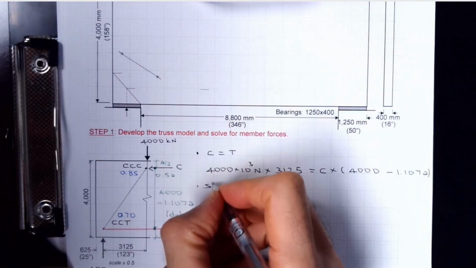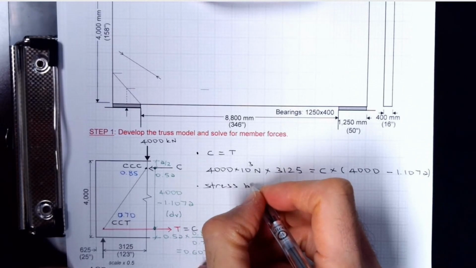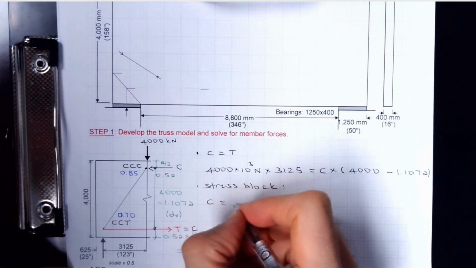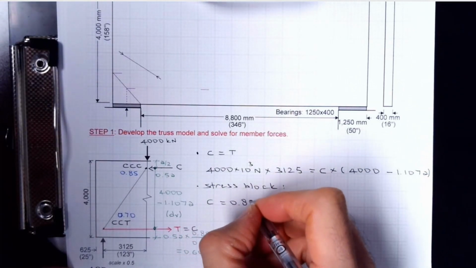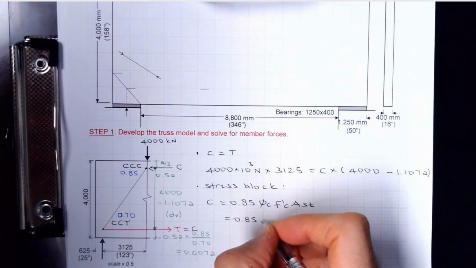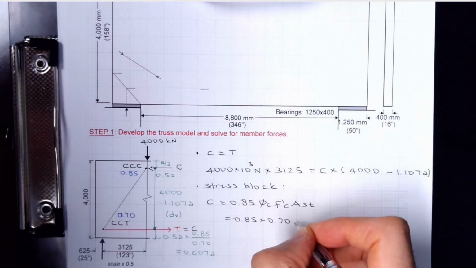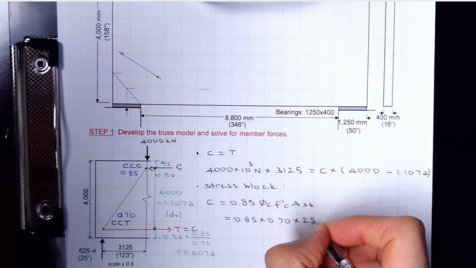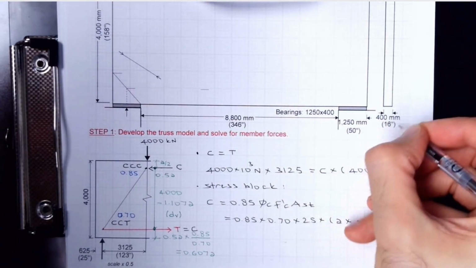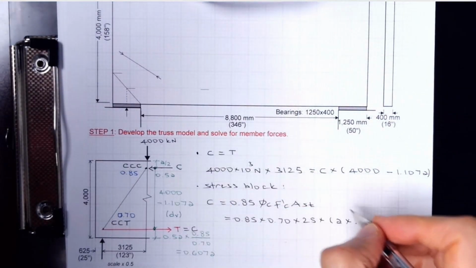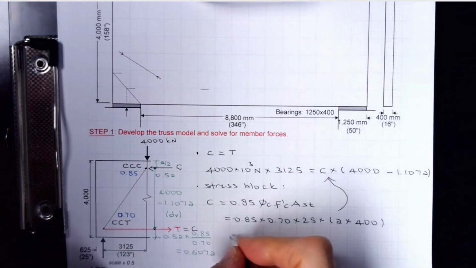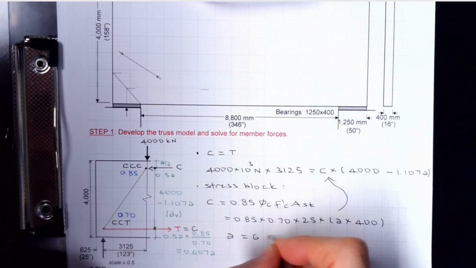You can use stress blocks. Stress blocks have nothing to do with the strut and tie method, but I'm just using whatever I know to get this started. I don't want to make a random assumption. Any calculation is better than no calculation, so we'll use 0.85 times 0.70. This is just a rectangular stress block approach from reinforced concrete design. A times thickness 400, which is this thickness. So if you plug this C into this equation, you only have one unknown, which is A. And from this one, A will come out to be 638 millimeters.